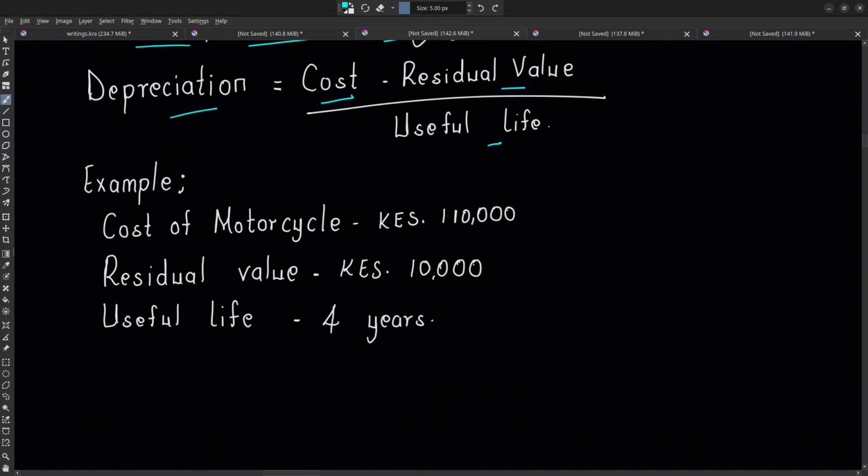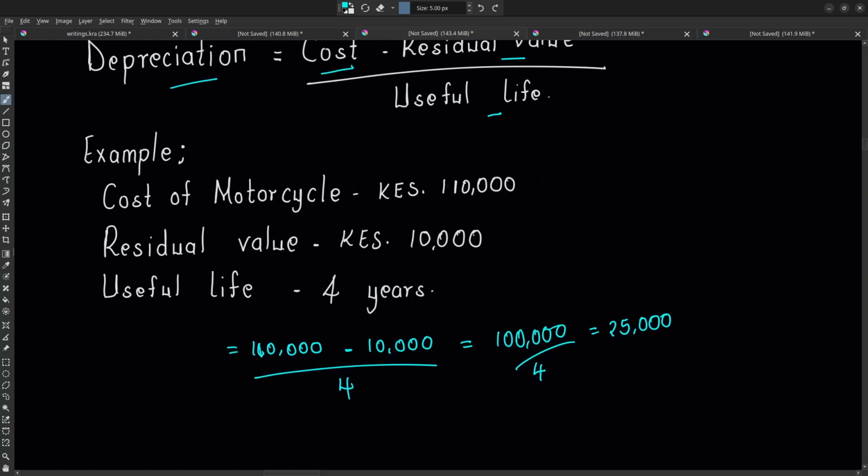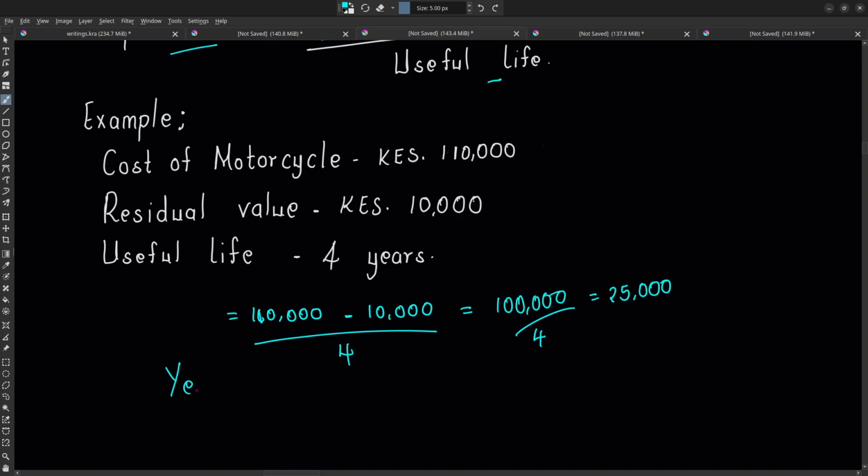We have the cost of this motorcycle as 110,000, and the residual value is 10,000, and the useful life is 4 years. So we are going to have 100,000 divided by 4, which gives a depreciation cost of 25,000. The depreciation cost for this asset will be 25,000 the first year, and also till the end of its useful life.